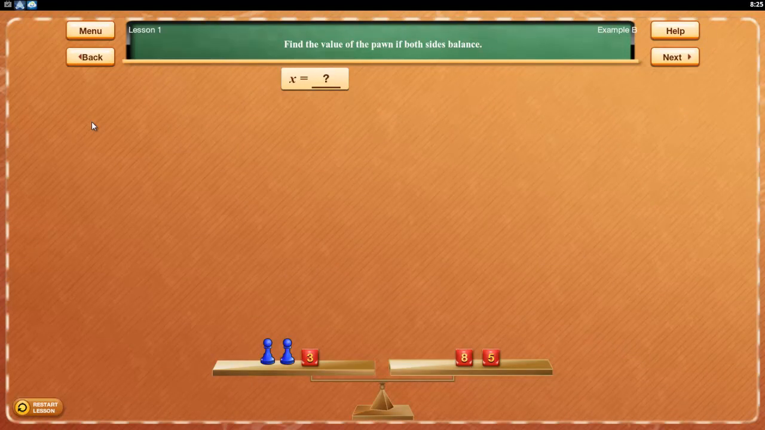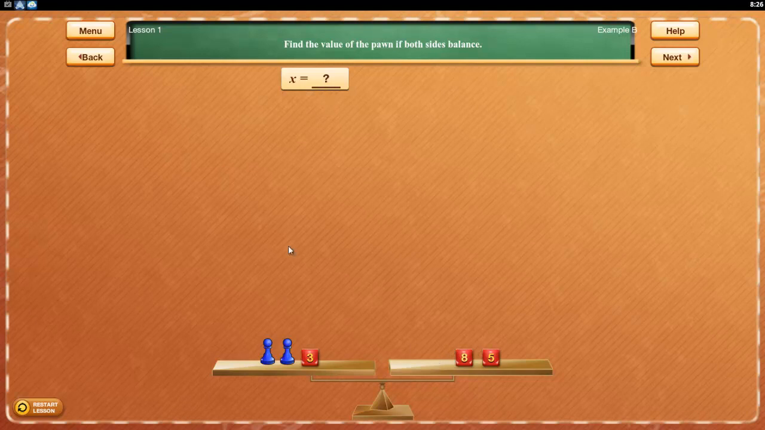This is the first exercise. What you have to do is find the value of the pawn. So you have a balance here, and the idea behind this method is that the balance should always be balanced. So the same amount you have on the left side should be on the right side too. If you have an 8 and a 5 on the right side, meaning 13, and 2 pawns and a 3 on the left side, this means that those 2 pawns should count up to 10.